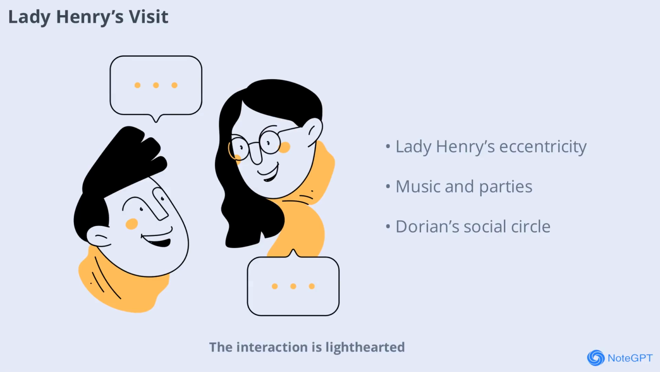The interaction is lighthearted, with playful banter about Wagner's music and the cosmopolitan nature of artists. Lady Henry's presence adds a touch of humor and eccentricity to the scene, highlighting the diversity of personalities in Dorian's new social circle. As she departs, Lord Henry arrives, ready to continue his influence over Dorian.